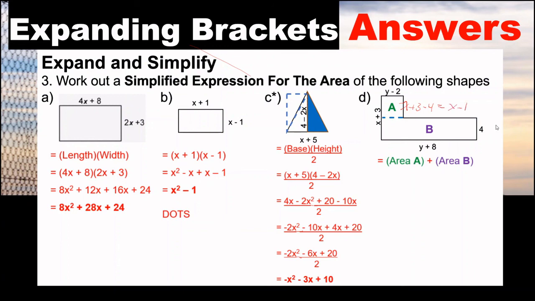And I like to label that on my diagram so that I can clearly see where my values came from. But as you can see, I'm having trouble writing that on the computer. So this is x minus 1. And for my rectangle down below, I know that my length is y plus 8, and I know that my width is 4. So my area is y minus 2 times x minus 1 plus 4 times y plus 8.